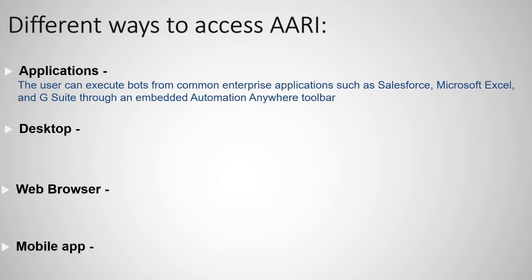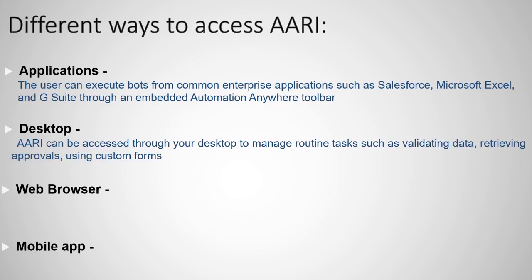Now, if we talk about applications, the user can execute bots from common enterprise applications such as Salesforce, Excel, G Suite through an embedded Automation Anywhere toolbar. So what this means, if you are working on an Excel file and if you need to execute an Automation Anywhere bot, you do not require to switch to Automation Anywhere from the Excel. You can simply use the Automation Anywhere toolbar from the Excel for the bot execution.